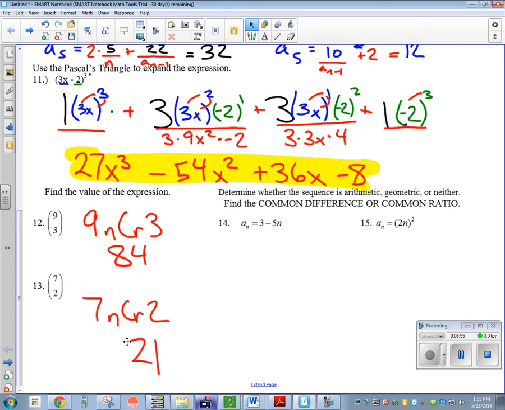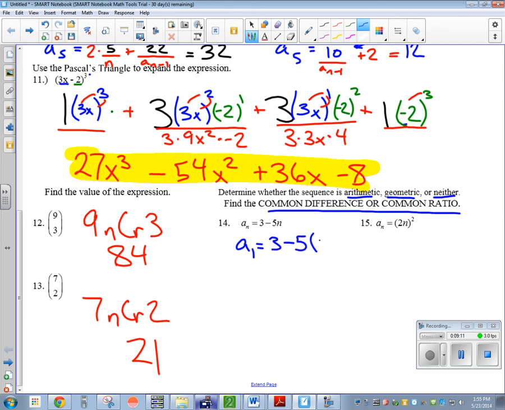The next set, it says determine whether the sequence is arithmetic, geometric, or neither, and then find the common difference or common ratio. So what I want to do is figure out what the pattern is. So in order to do that, I need to know the first few terms of each thing. So if I want to know what the first term is, I'm going to plug in 1. So 3 minus 5 times 1. So that's going to be negative 2.